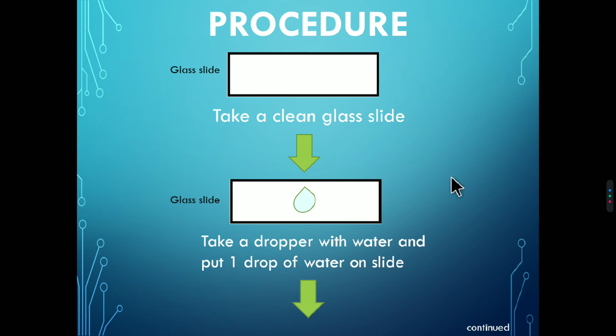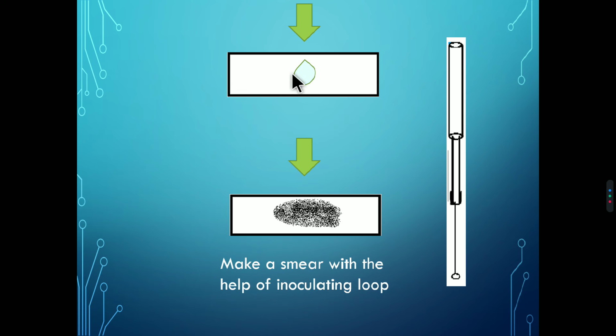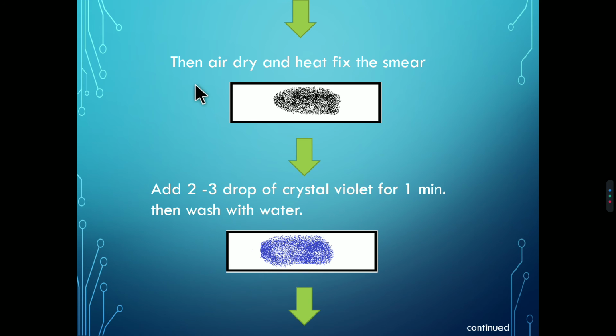Now come to the procedure. Firstly, take a clean grease-free glass slide. Then, using the dropper, put one drop of water on the clean glass slide. Then, with the help of the inoculating loop, take a small colony of bacterial culture and spread it on the clean glass slide to make a smear. Then allow it to air dry and heat fix the smear.